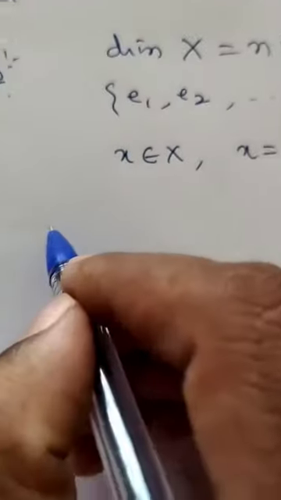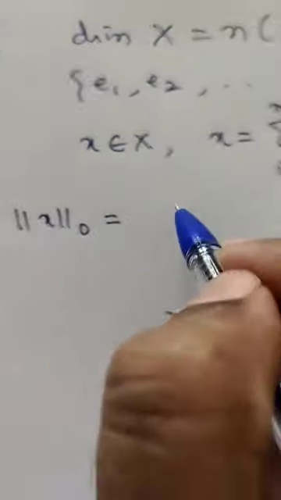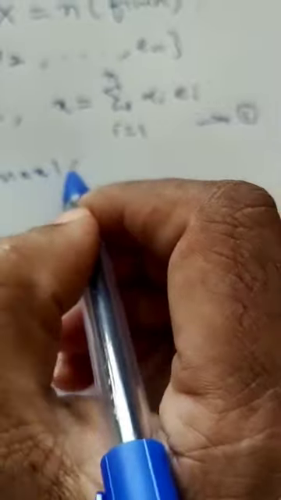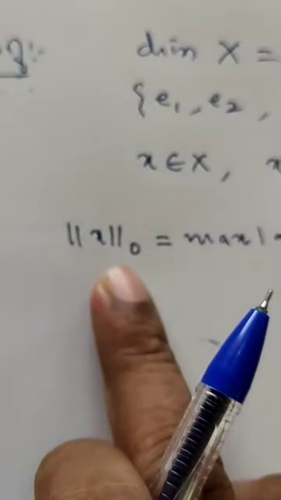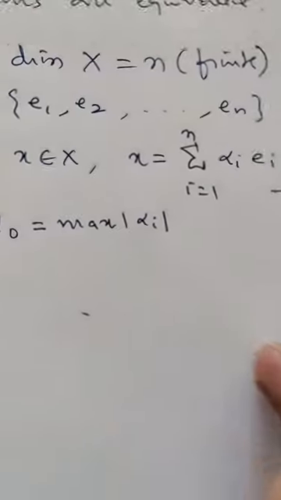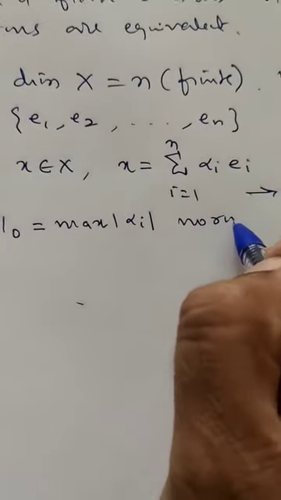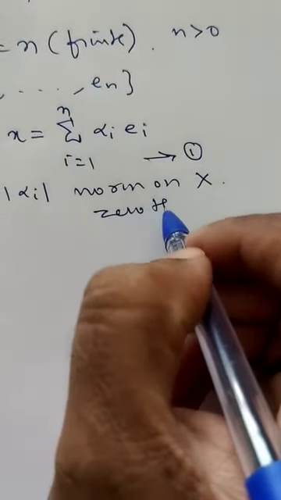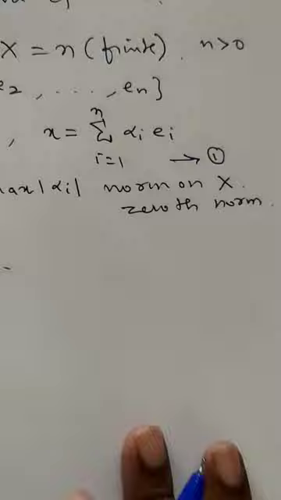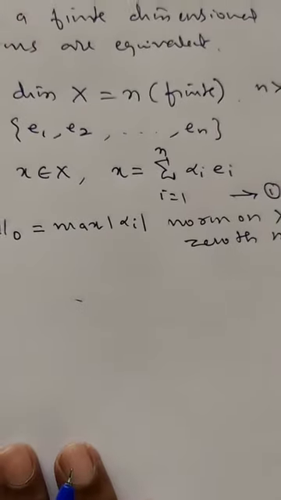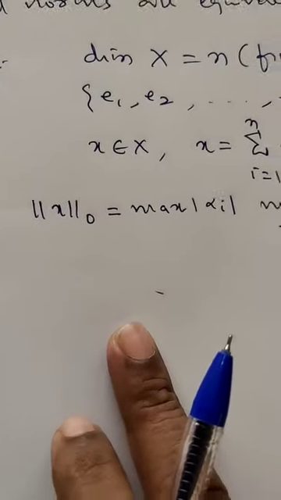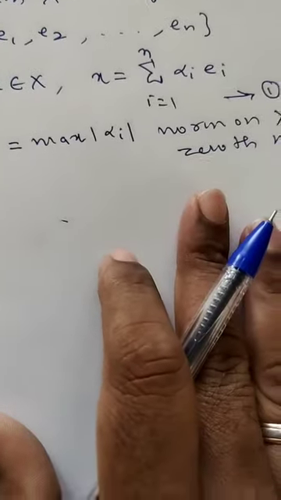Now you know that the zeroth norm, norm of x zero, is equal to maximum of mod alpha i. Definitely it is a norm on X. This is called the zeroth norm. It is the standard norm. Here what we show is that all norms are equivalent to the zeroth norm, so we show that all other norms are equivalent to this norm.